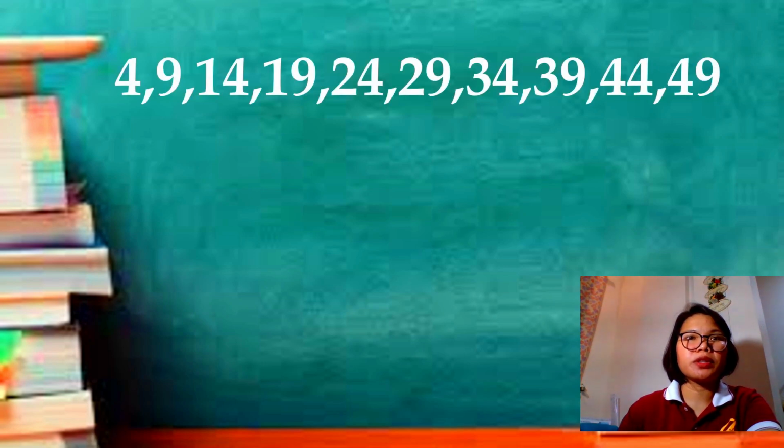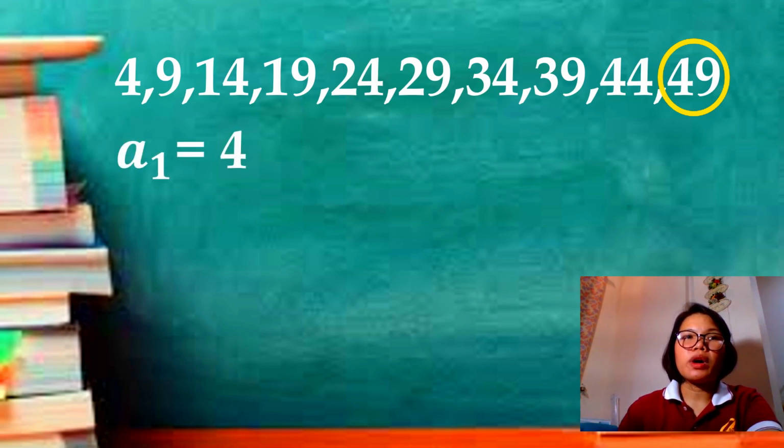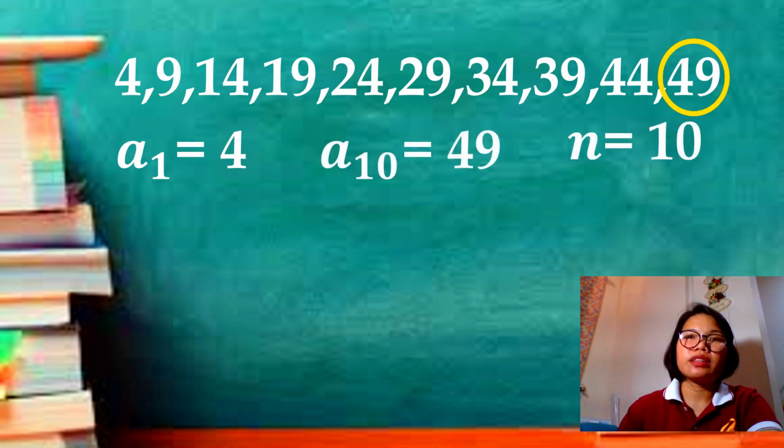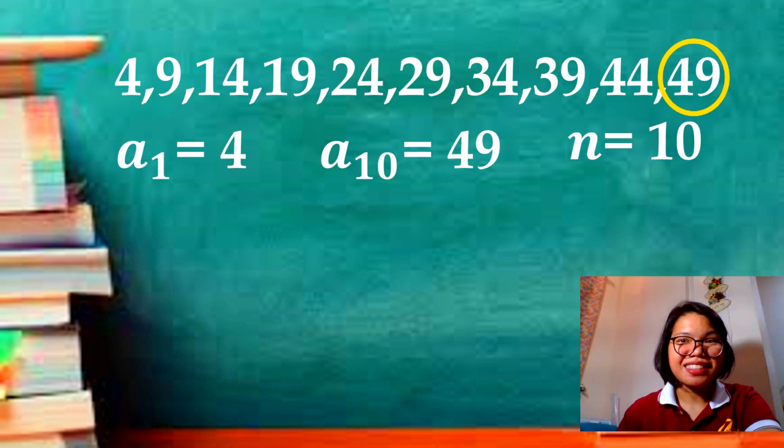Here, in this case, we could have 4, 9, 14, 19, 24, 29, 34, 39, 44, and 49. Simply by listing the arithmetic sequence, we could have this. So in this case, our last term for the 10th day is 49, while our first term is 4. And the number of terms, or the number of days that we have, is 10.